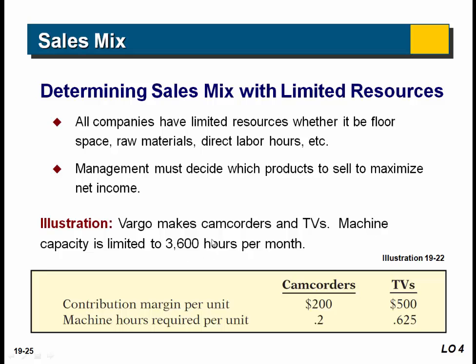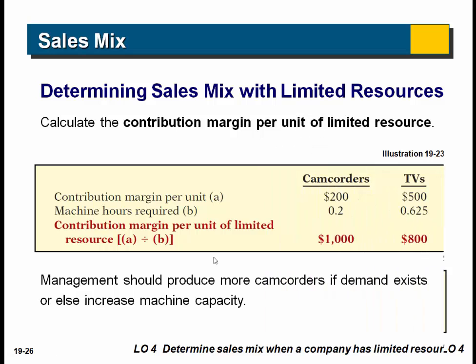Well, here, this company has 3,600 hours per month, which is probably about 900 hours a week, which would be, give or take, 22, 23 employees if you look at it that way. Because 900 divided by 40 would be between 22 and 23 employees per week. And it says, here's what you have. It says the contribution margin for camcorders is 200 per unit. For TVs, it's 500. But you notice the camcorders take a whole lot less resources than TVs to sell. So let's take a look at what that means.